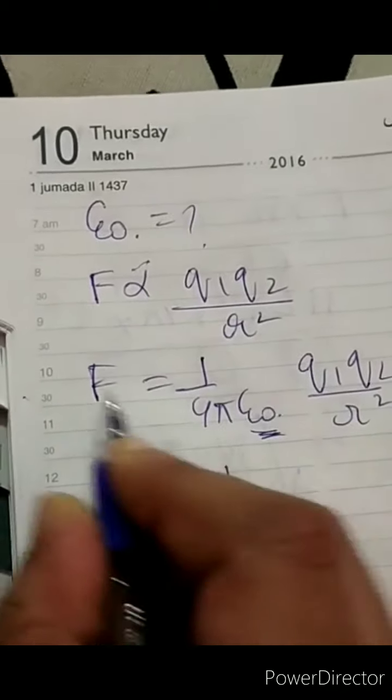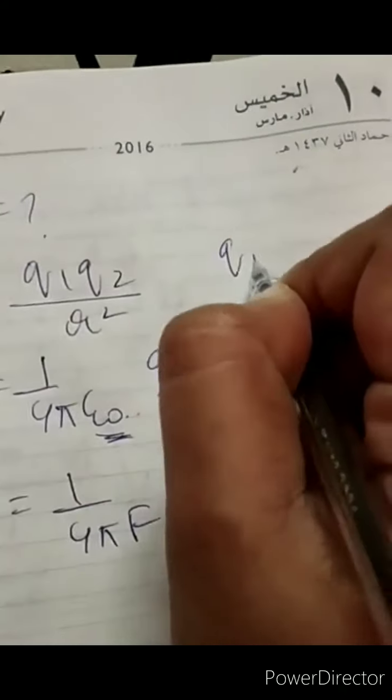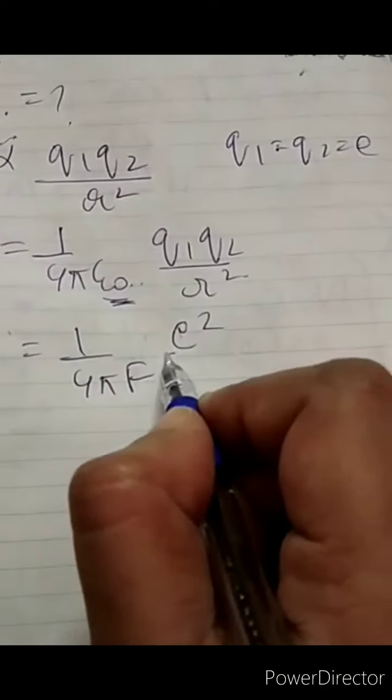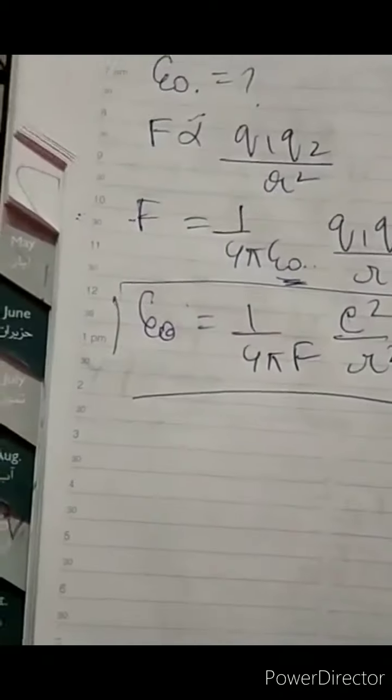and F can come here, epsilon 0 there, and E square upon R square. They have given us electronic charge, remember, E. Fine? Is it fine for you? Very good.